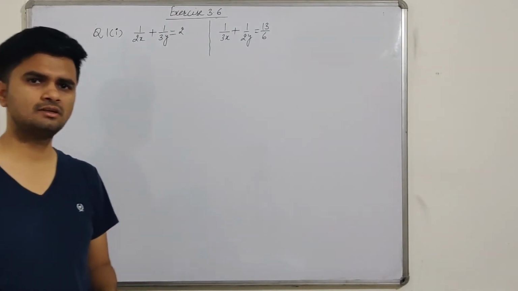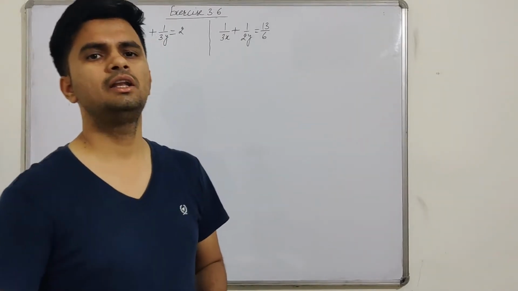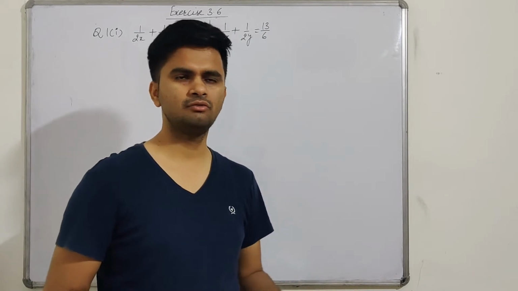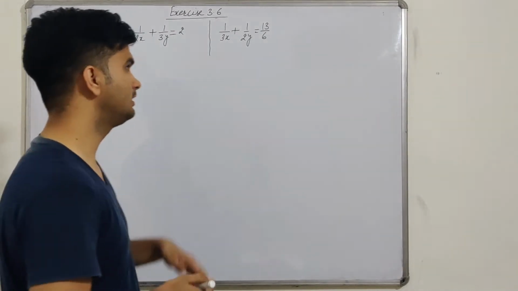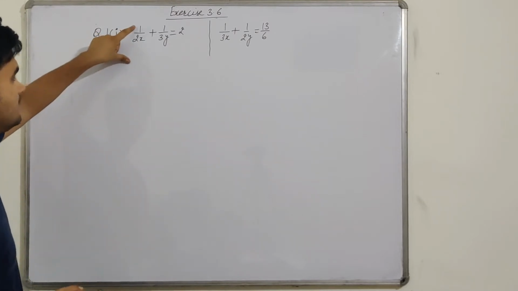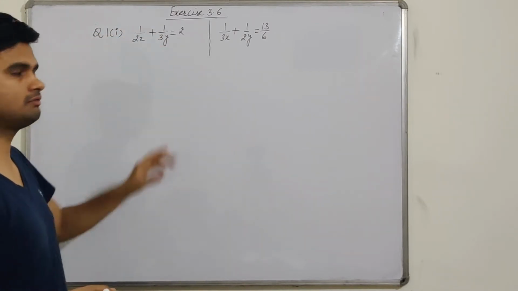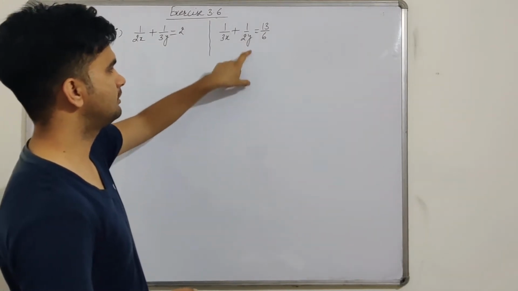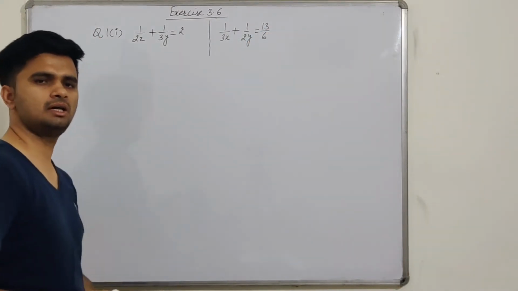We have already discussed the methods to solve linear equations: elimination, substitution and cross multiplication. It is your choice, you can use any method. Let's start the first question. First part, the equation is 1 over 2x plus 1 over 3y is equal to 2. Another equation is 1 over 3x plus 1 over 2y is equal to 13 by 6.